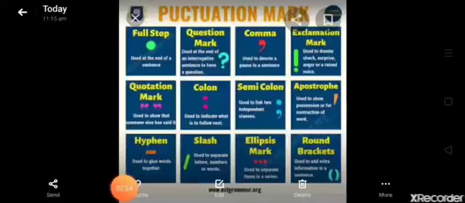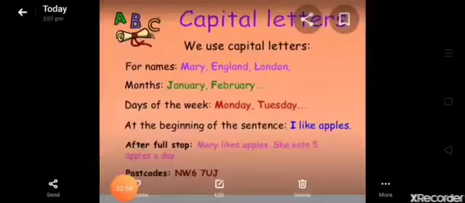Now let's see how many punctuation marks there are in English grammar. First is full stop, second is question mark, third is comma, fourth is exclamation mark, fifth is quotation mark, then colon, semicolon, apostrophe, hyphen, slash, ellipsis mark, round brackets. A sentence always begins with a capital letter.